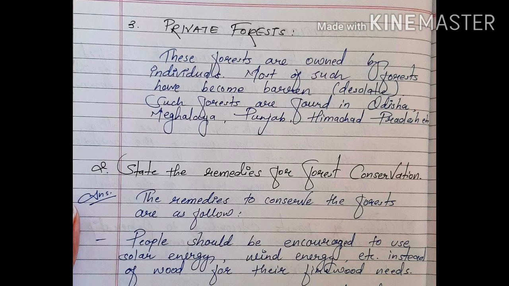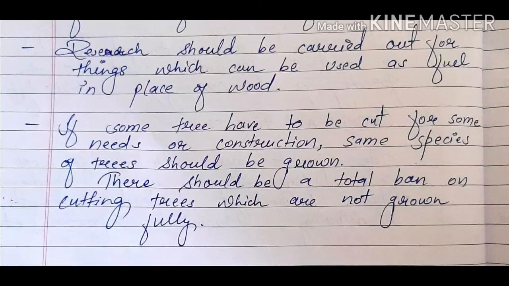The second question is: state the remedies for forest conservation. And the answer is, the remedies to conserve the forest are as follows. People should be encouraged to use solar energy, wind energy, etc. instead of wood for their firewood needs. Research should be carried out for things which can be used as a fuel in place of wood.